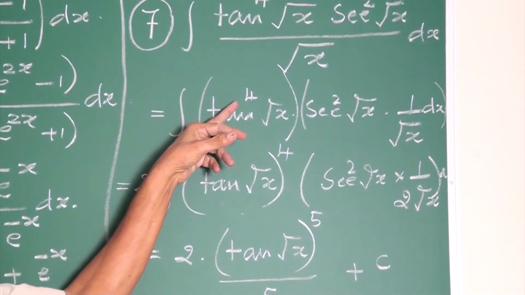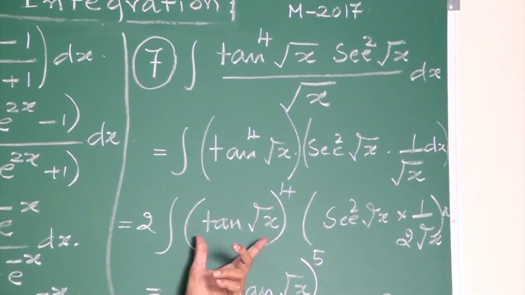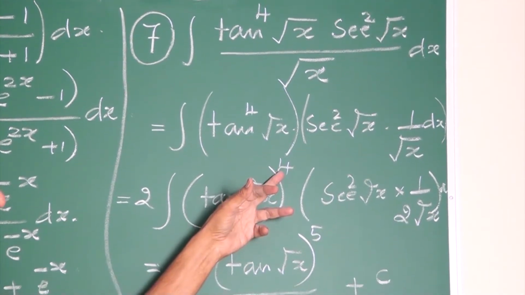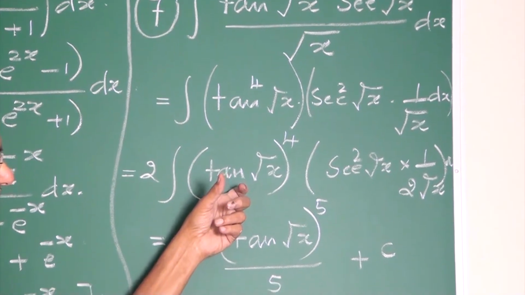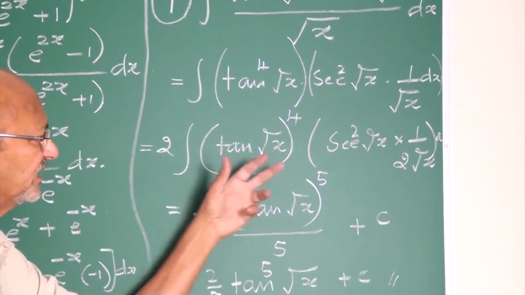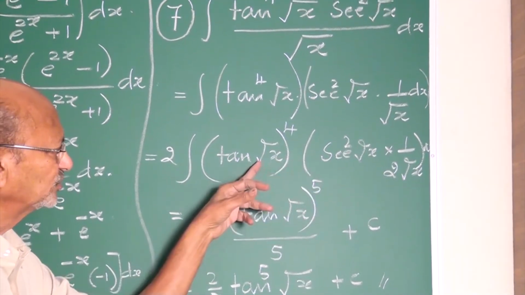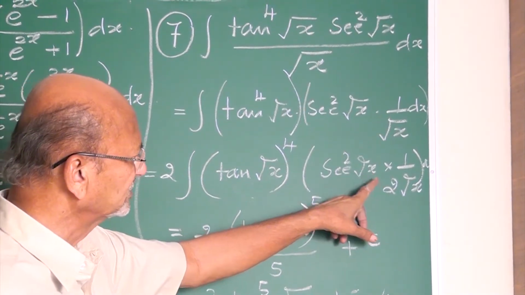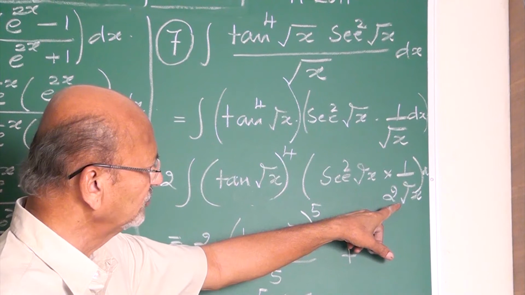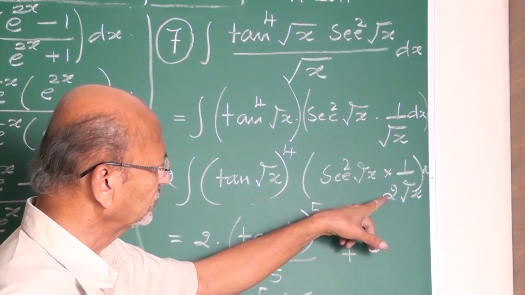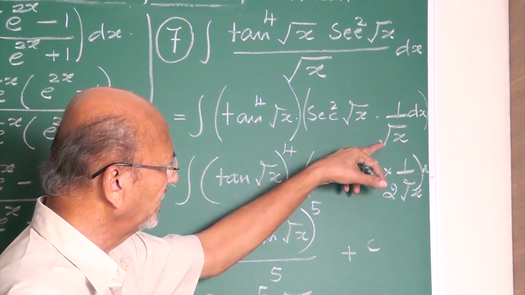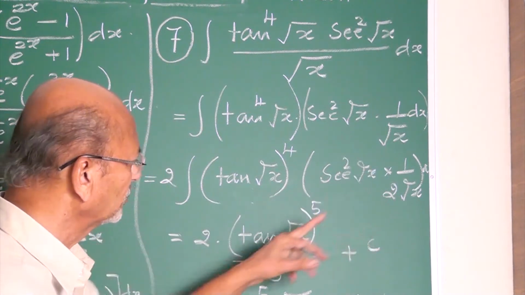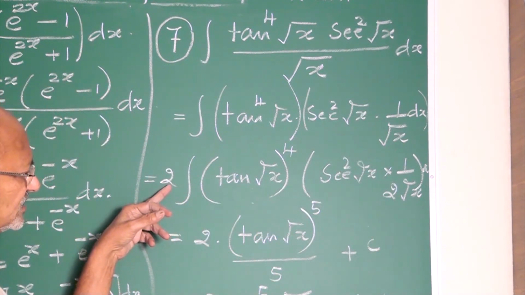Tan to the power 4 root x is written as tan root x to the power 4. This is your f. Derivative inside: the derivative of tan is sec square root x. It is not x other than x. You need its derivative here. What is the derivative of root x? 1 by 2 root x. But 1 by root x is there. The 2 is not there. That 2 is adjusted here.